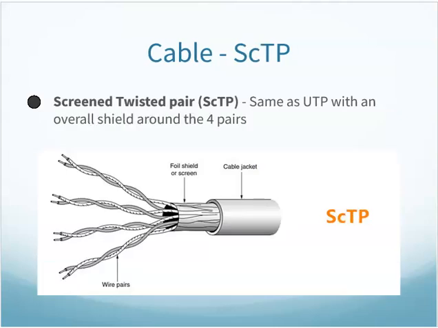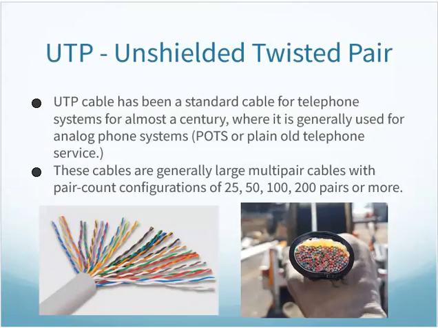There's also screen twisted pair. Here you have shielding around all four pairs. And again, this is the kind of thing you start seeing in our higher categories of cabling. So we should at least be aware of what they are.